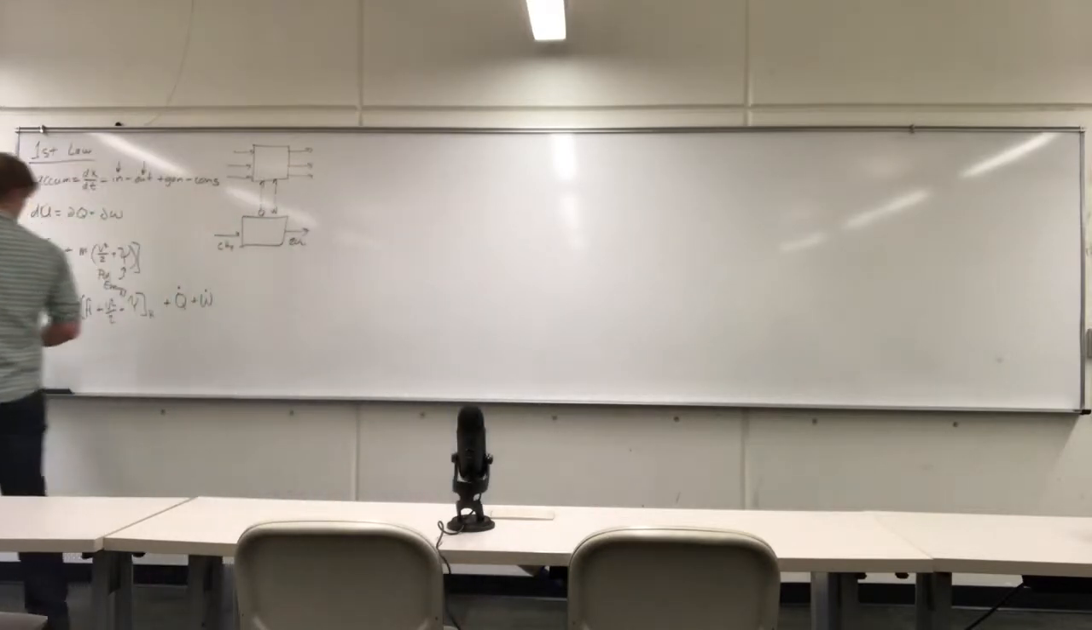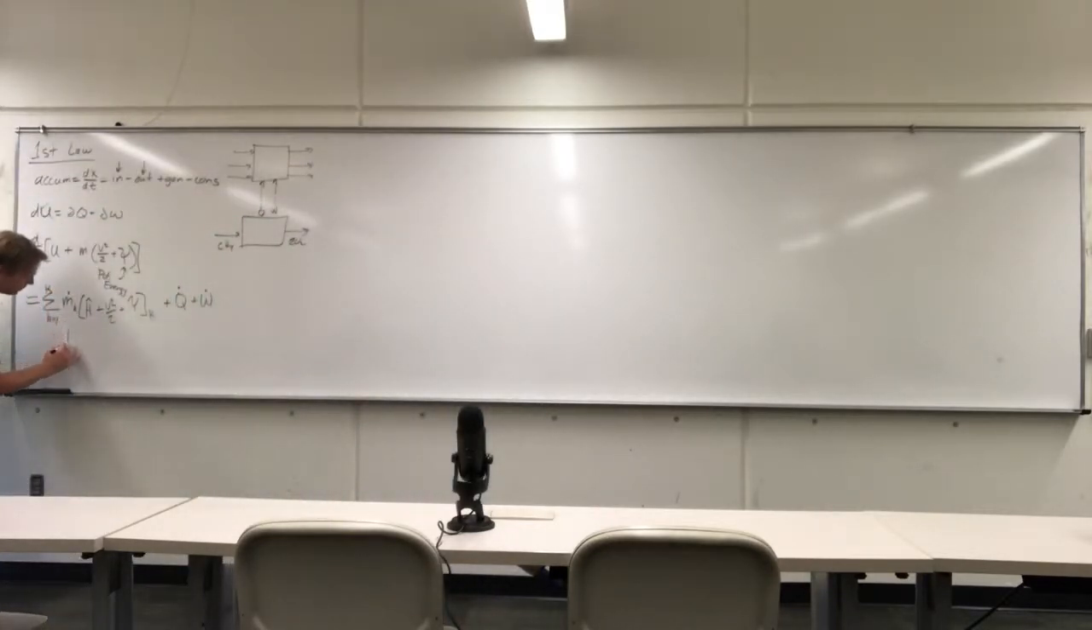So quick notation here. H, we're defining as U plus PV. In just a moment, I'll talk about why we're defining it this way.